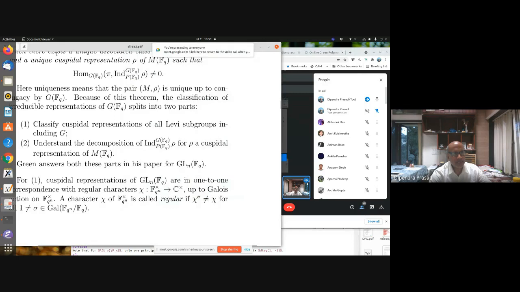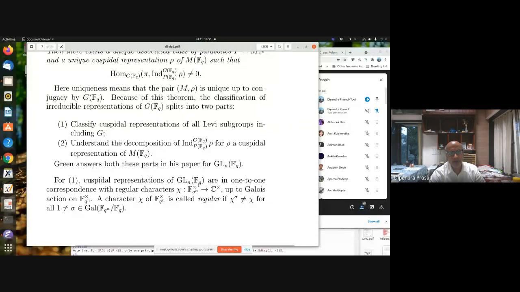Okay, so here is the theorem that Green proved, which is to classify cuspidal representations of GL_N(F_q). For one, cuspidal representations of GL_N(F_q) are in one-to-one correspondence with regular characters F_{q^N}^* to C^*, up to the Galois action of F_{q^N} over F_q. A character is called regular if chi^sigma is not equal to chi for all sigma not equal to 1.